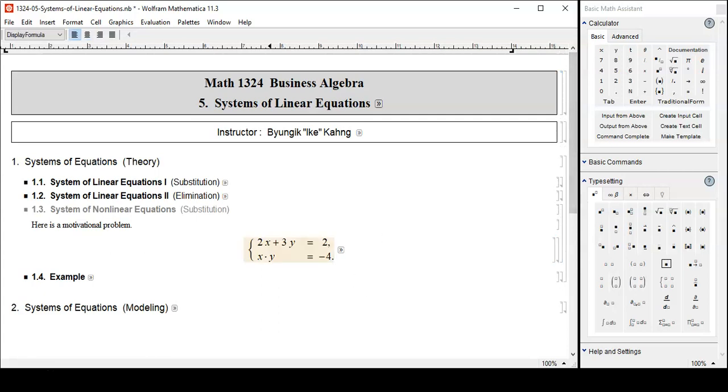Here's a motivational problem. 2x plus 3y is equal to 2. That's linear, all right. Now let's look at the next equation. X times y equals negative 4. That's not a linear equation. What is the degree? It's degree 2. Degree 1 times another degree 1, so degree 2. So the second equation is quadratic order.